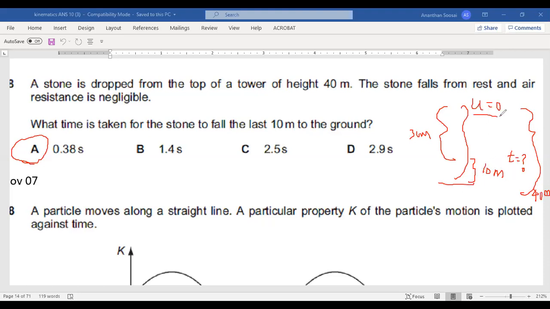Because we want to make use of the u equals 0. So for 30 meter, find the time taken: u is 0, s is 30, a is 9.81. Up to you. If you take downwards as positive, then a is positive 9.81. If you take upwards as positive, then a is negative 9.81, and displacement also will be negative 30. Choice is yours, but you'll get the same answer. So, A.